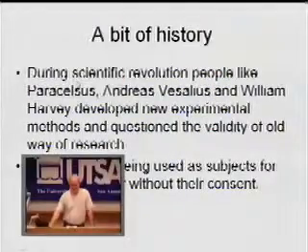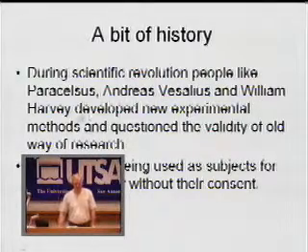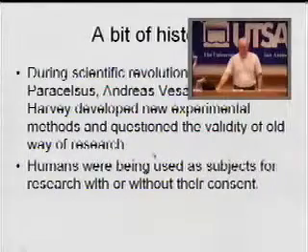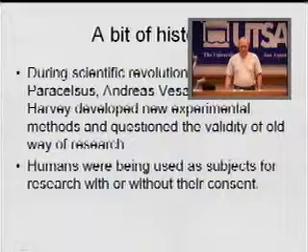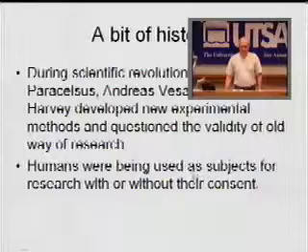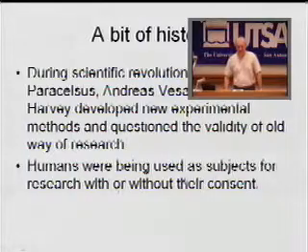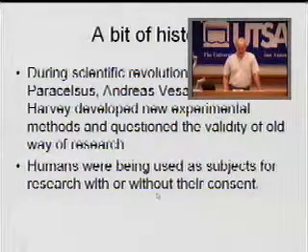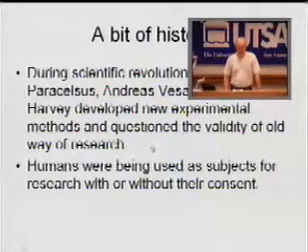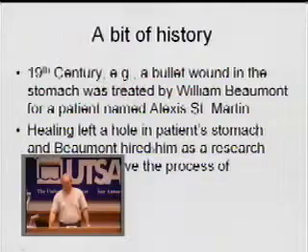During the scientific revolution, people like Paracelsus, Andreas Vesalius, and William Harvey developed new experimental methods and questioned the validity of the old way of research. So very early on, there was questioning about what was ethical and what was not ethical. Humans were being used as subjects for research with or without their consent. So this was one of the major issues in the ethical consideration of such research. How can you perform research on subjects when they don't know that it is occurring?